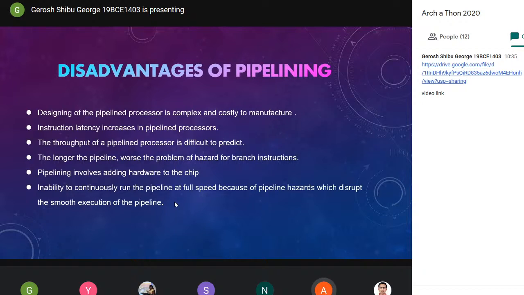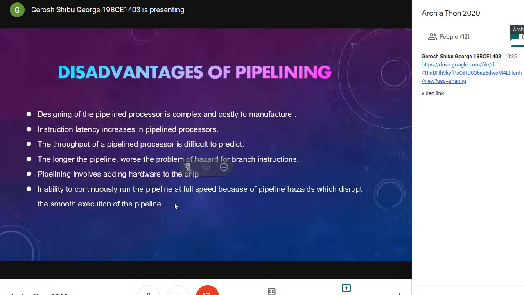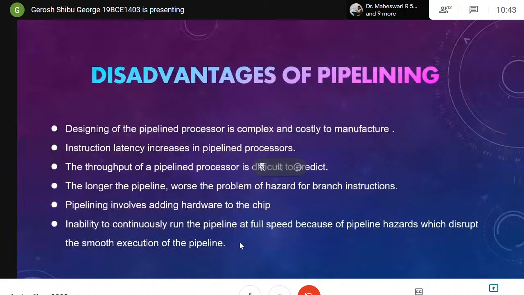Some hazards we have to stall at some time, and so that's why the throughput is difficult to predict. It depends on the various situations, which type of hazard we are facing. And again, the longer the pipeline, the worse the problem of hazard for branch instruction. The branch instruction is that during the execution of that instruction, at last we will get to know the next instruction address. So the longer the pipeline, the later we will get to know at which address the next instruction that we have to fetch is. That will be a big problem if the pipeline is longer, because it will have a more number of stages.